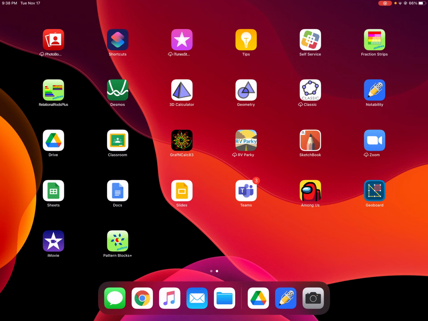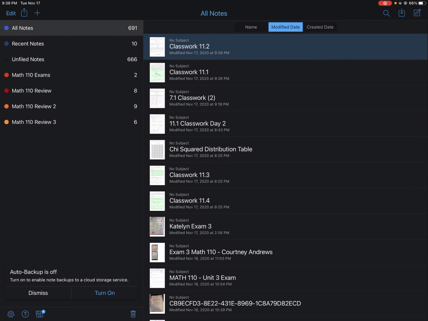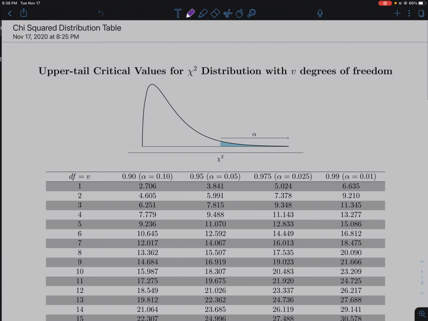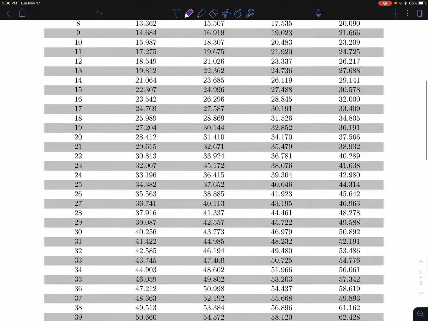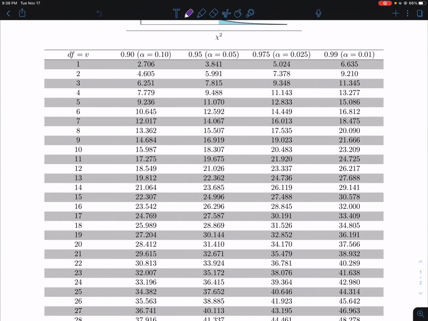So let me pull up the whole table here. Oh, chi-squared distribution table. So I gave you up to 40. I don't think we'll ever need a degrees of freedom up to 40. At least I hope not. But hopefully they're all smaller than that. So again, we've got the same alpha level of 0.05. Our degrees of freedom were 4. So that tells us that our chi-squared score for an alpha level of 0.05 is going to be 9.488.